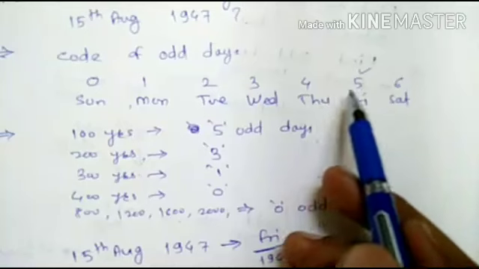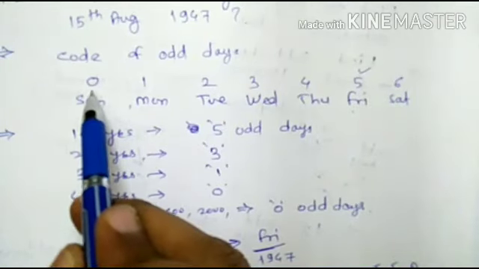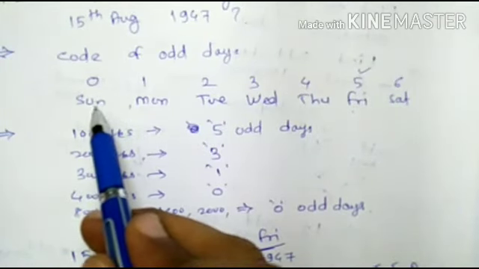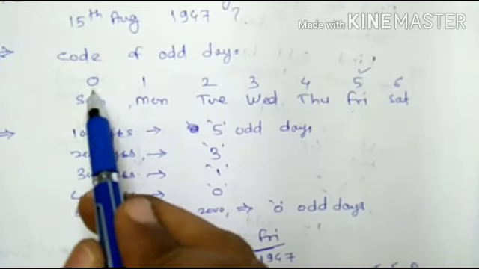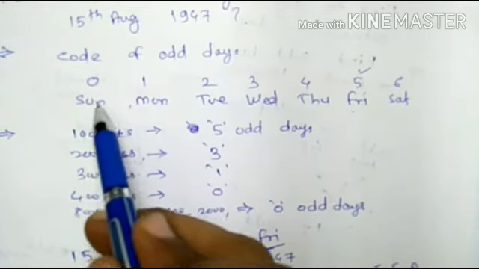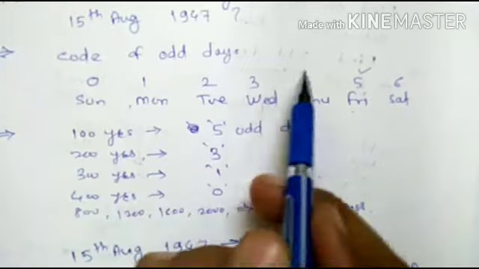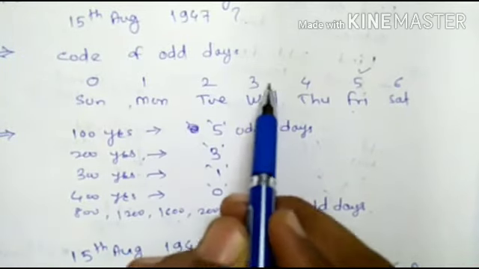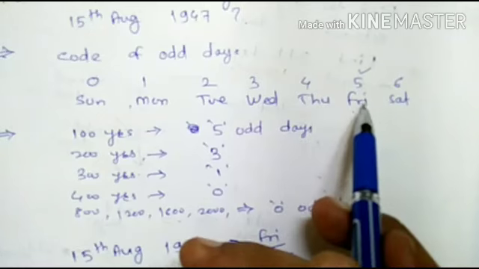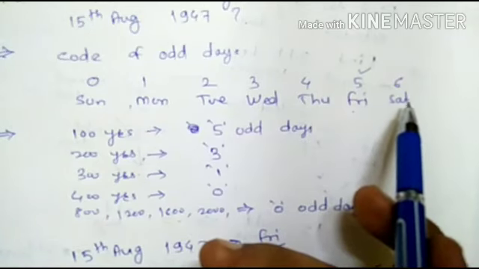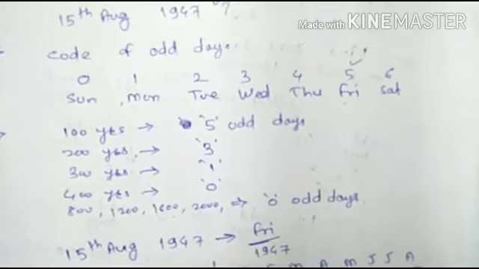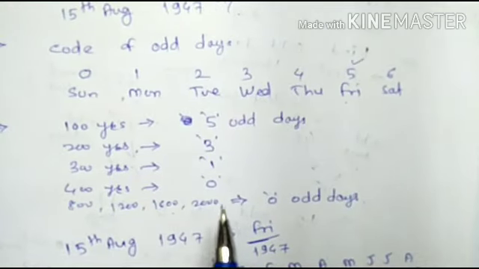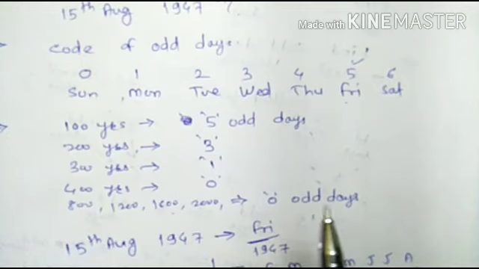It is very simple to remember this code. Just give Sunday 0, as Sunday is generally a holiday, so we can remember 0 for Sunday. Then up to 6: 1 for Monday, 2 for Tuesday, 3 for Wednesday, 4 for Thursday, 5 for Friday, and 6 for Saturday. This is a process to find the day of the week without a reference day. Without a calendar we can find the day of the week on a particular date.